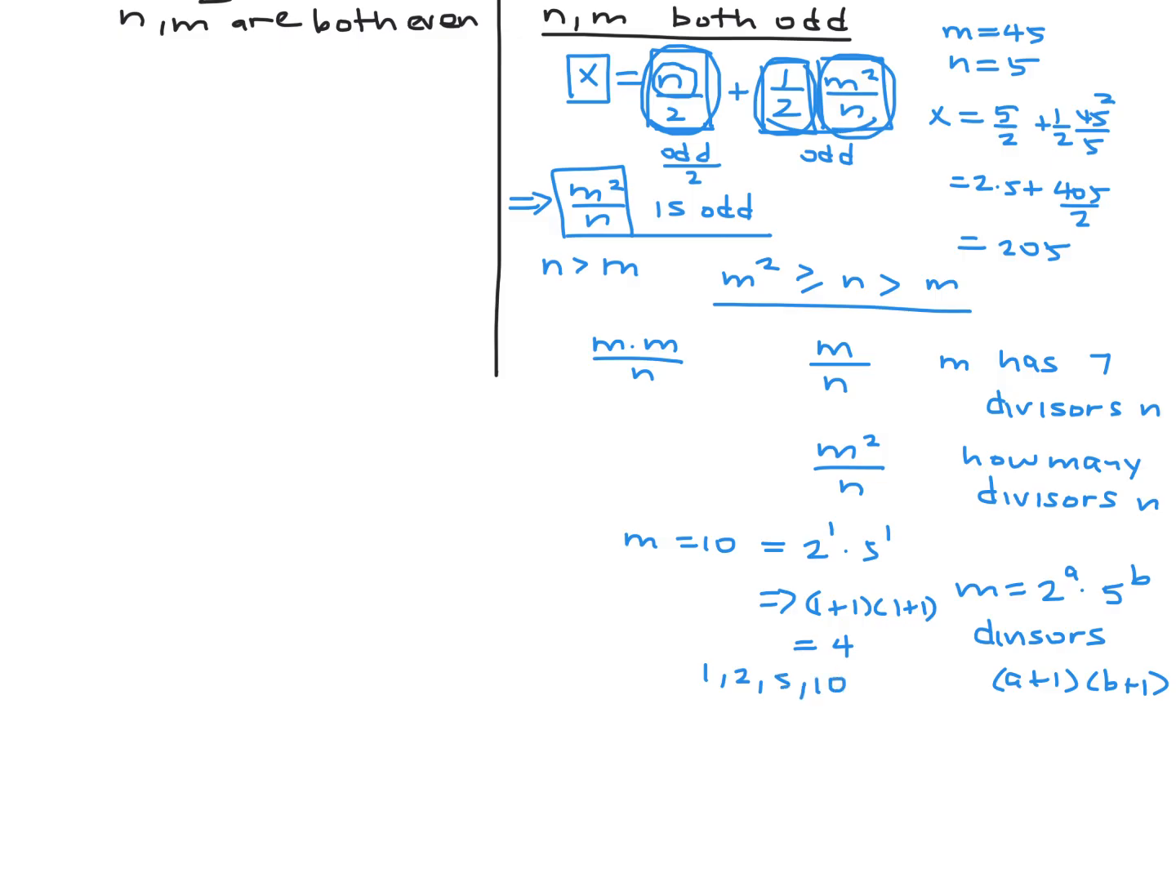But now what if I have m squared? How many divisors are there now? Well, we can still do it. That would factor into 2 to the power of 2, 5 to the power of 2. And using this formula, the number of divisors would be 2 plus 1 times 2 plus 1, which is 9. And really what that is, is this 4 times 2 plus 1. That's how you got that 9.